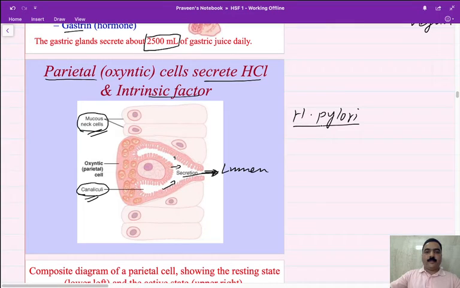Helicobacter pylori is urease positive, so it can produce ammonia, NH3, which combines with the acid. It takes the H plus and buffers the acid, getting converted into the NH4 ion. So it buffers its surroundings, and the acids cannot damage the H. pylori. That is why it survives here and starts eating away the mucus.